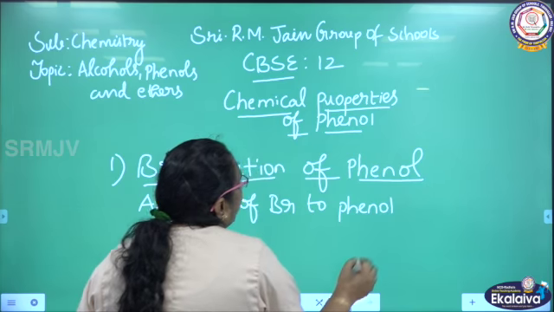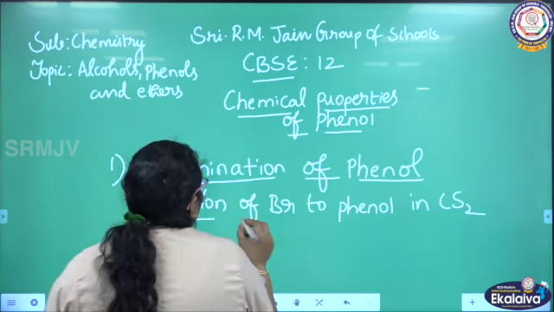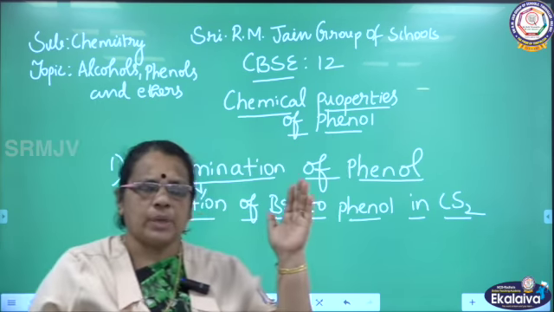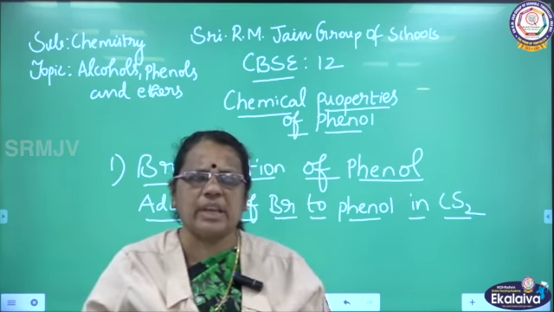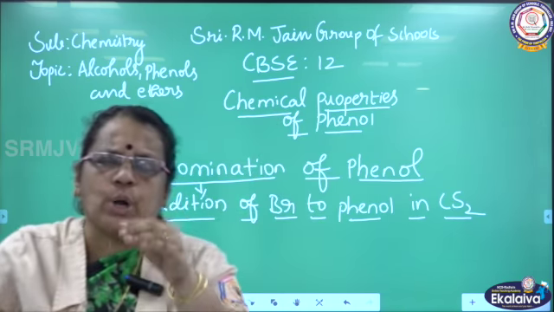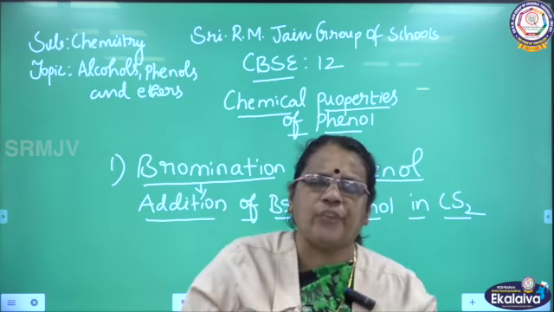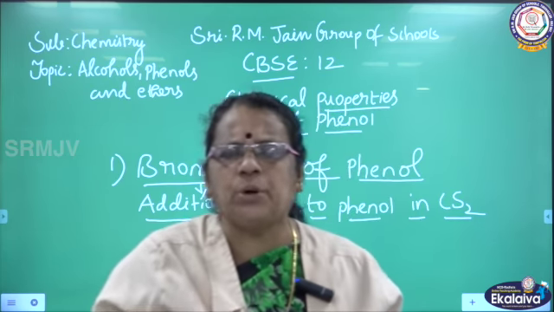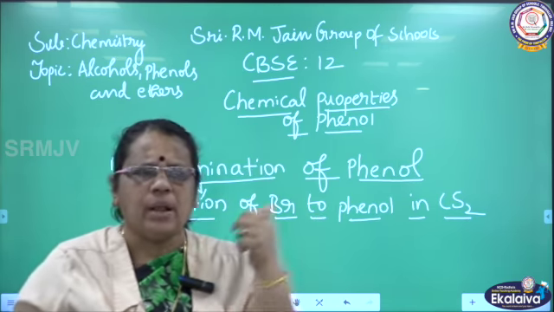Addition of bromine to phenol in carbon disulfide. So we are going to see what happens when phenol undergoes bromination. Bromination means we are adding bromine to phenol. Phenol is converted into a bromo derivative. We are going to convert phenol into bromophenol. Let me see where the bromine atom is substituted in the benzene ring.